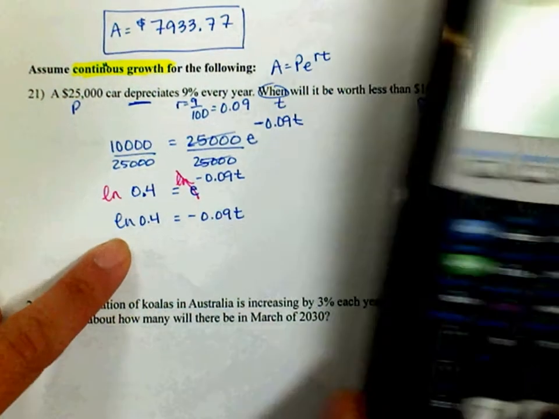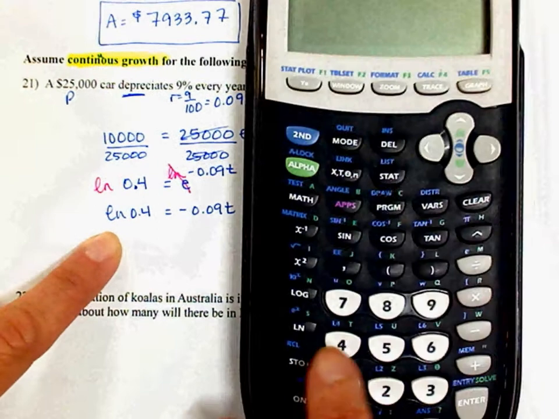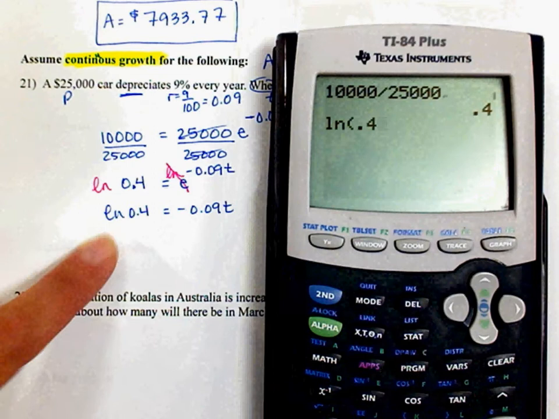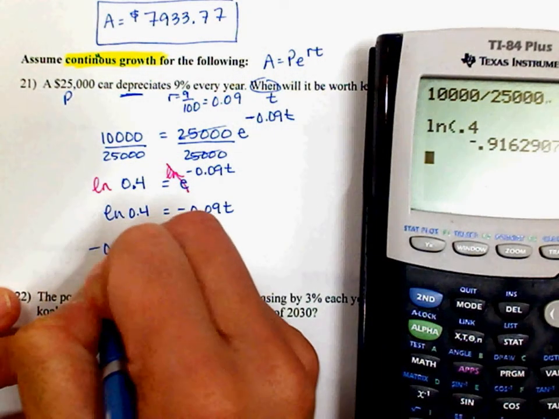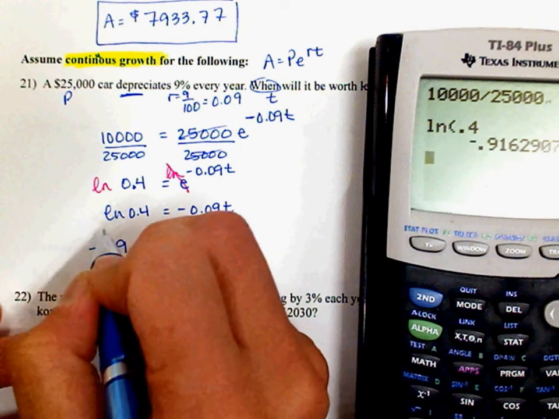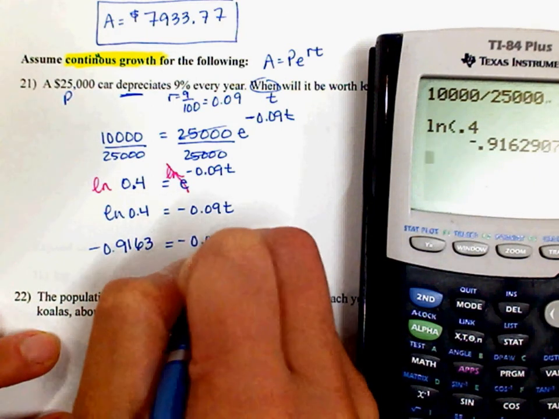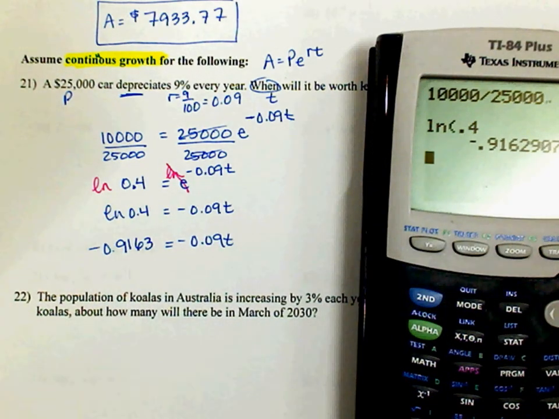Type that into your calculator and simplify it first. So remember, the symbol for natural log is right here, 0.4, just like that. Just do 4 decimal places. I will be very happy. Negative 0.9163 equals negative 0.09 t. If you do it this way, your answer is not going to be exact. It'll be close, but that's okay. All right. Continue to solve.